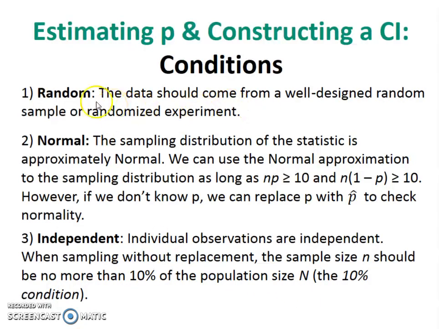Now, the new condition that we have to test is the condition of random. So it either needs to say that it came from a simple random sample or it came from a randomized experiment. That will take care of the random condition. So we're going to go through our first example. It's very broken down. This is kind of a step-by-step of how you do it. When we get to the next example, you'll see how it's all together.